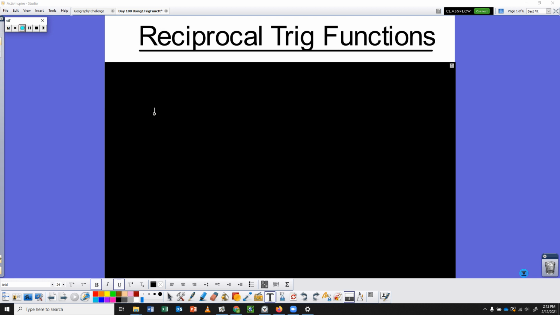Today, we're going to talk about two main topics in the notes. We're going to talk about how to find all the trig functions from knowing the value of one trig function, as well as solving some basic trig equations.